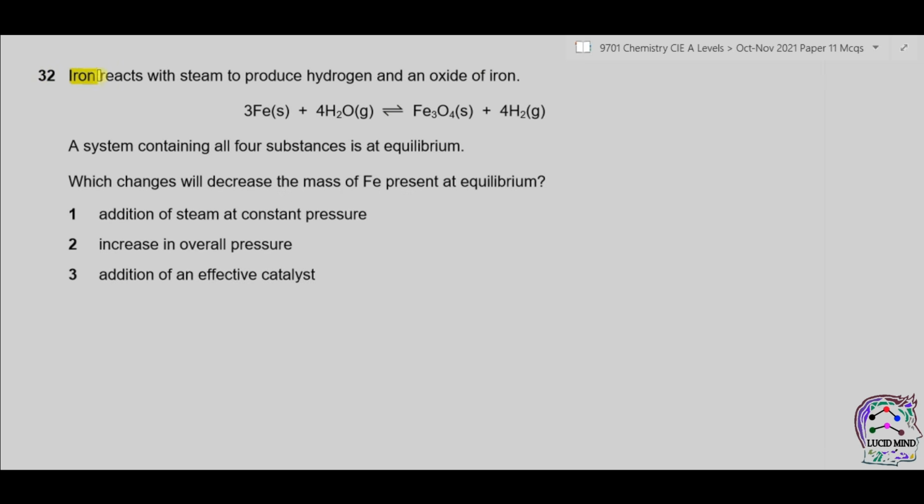Question 32. Iron reacts with steam to produce hydrogen and oxide of iron. This is the chemical reaction. We have a reversible reaction. A system containing all 4 substances is at equilibrium. Which changes will decrease the mass of iron present at equilibrium? Now a decrease in mass of iron means the reaction should move in the forward direction.